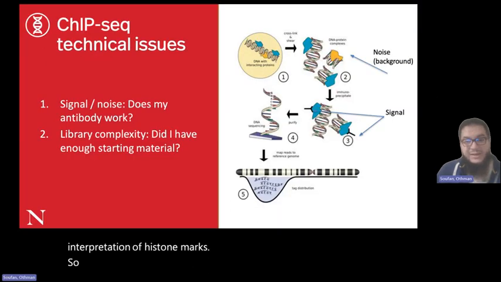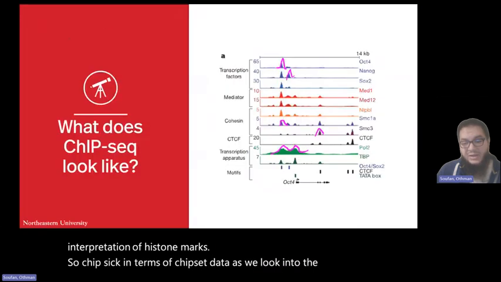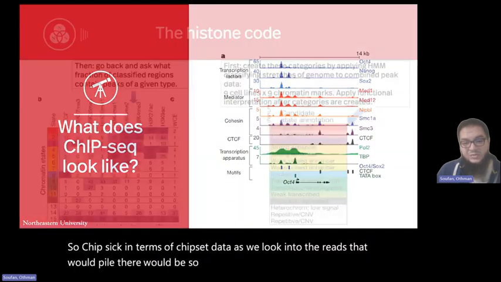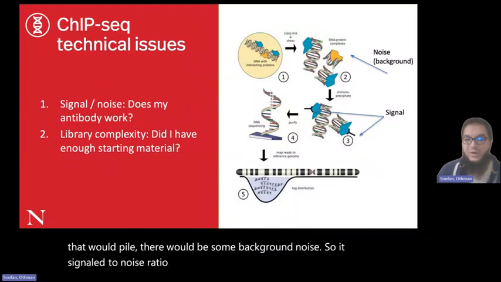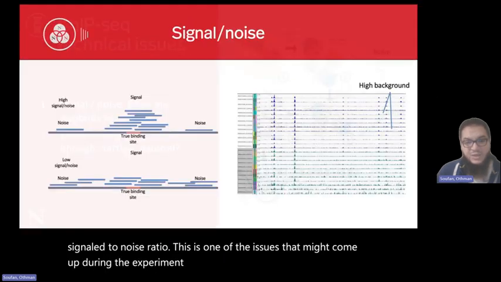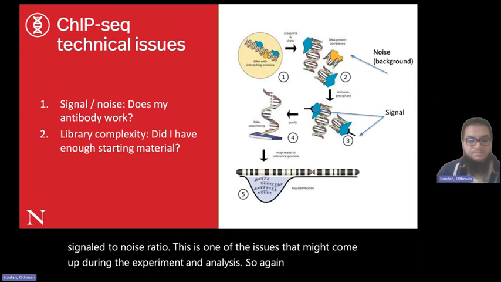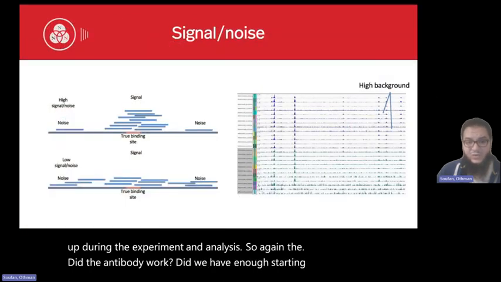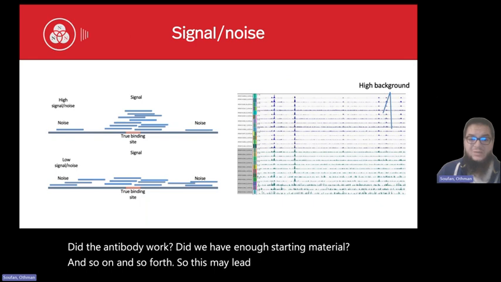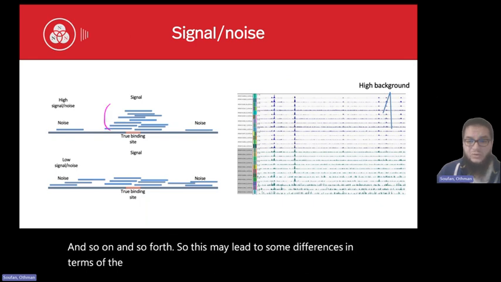So in terms of ChIP-Seq data, as we look into the reads that pile up, there would be some background noise. So it's the signal-to-noise ratio. This is one of the issues that might come up during the experiment and analysis. So again, did the antibody work? Did we have enough starting material, and so on? These may lead to some differences in terms of the reads that we align to the true binding site as compared to the noise that we may end up with.